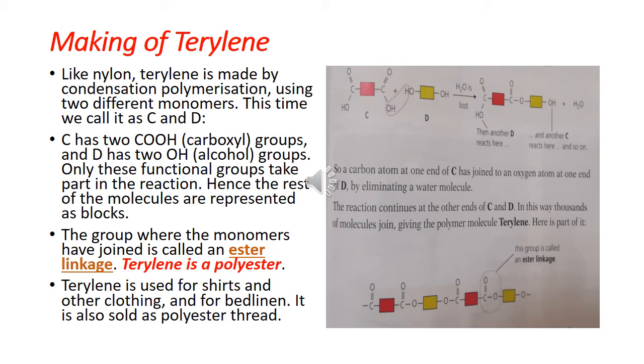In nylon it is called an amide linkage. Here it is called an ester linkage. So Terylene is also a polymer, that is a polyester. Since it has an ester linkage, Terylene is a polyester. Terylene is used for shirts, that is polyester shirts and other clothing, and for bed linen. It is also sold as polyester threads.